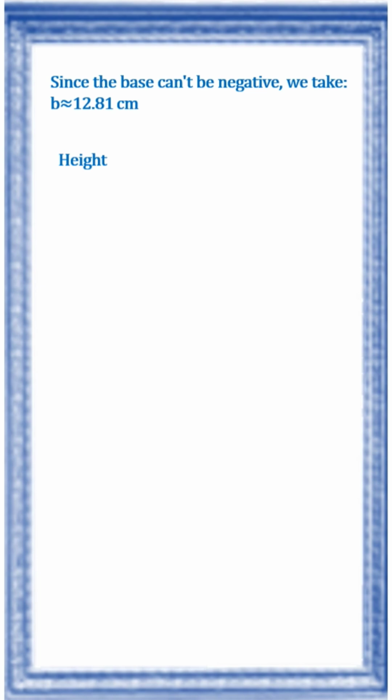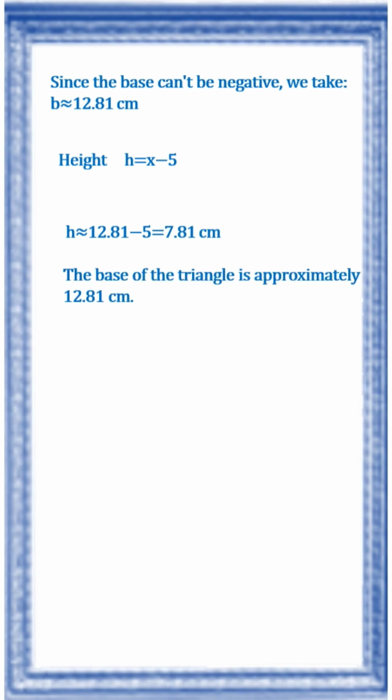Then height is equal to x minus 5, that means 12.81 minus 5, that is equal to 7.81 centimeter. The base of the triangle is approximately equal to 12.81 centimeter. The height of the triangle is approximately equal to 7.81 centimeter.